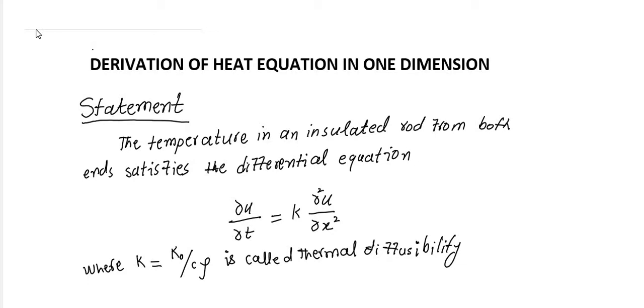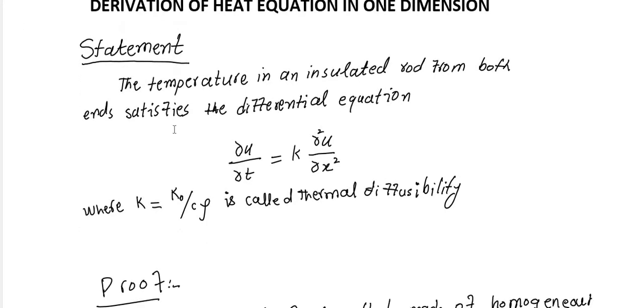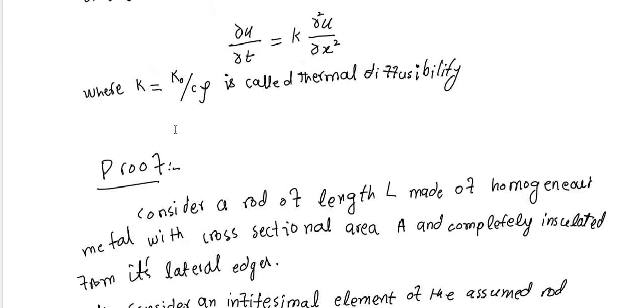And this relation is the first derivative of u with respect to t is equal to a constant multiplied by the second derivative of u with respect to length, with respect to x. And here what is k? K is the constant of thermal diffusivity. Now let's start and understand how this equation emerges.